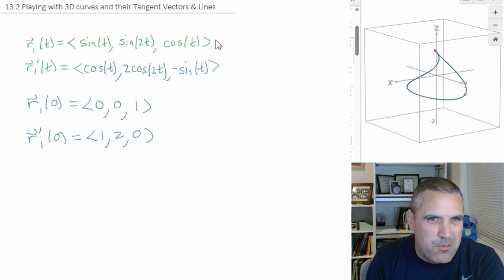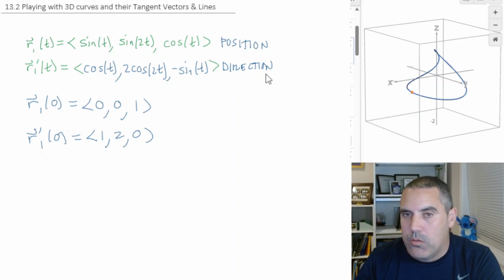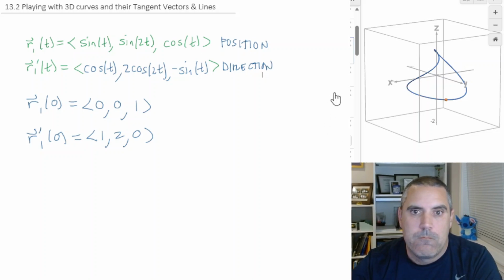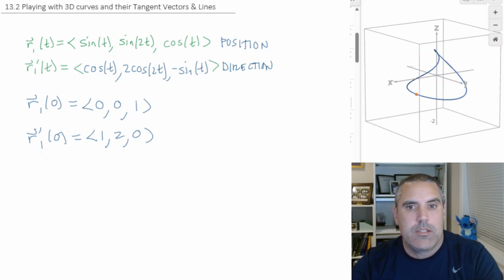So I always tell calculus students, in the end, you have your original function, which tells you the position. This is true even in calculus 1. And you have the derivative, which tells you the direction. Now, in calculus 1, that's slope. In this course, it's a vector. Now, that alone allows us to answer lots of questions. So let me show you those two things.